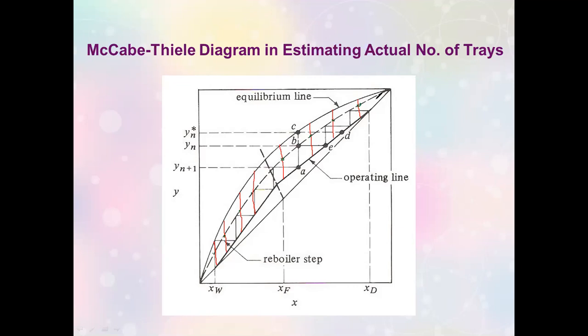What you will do next is connect all these points. Starting here, you connect all the points that you have on your vertical lines. That way you will have a new curve. Since this new curve is nearer your operating lines, it will give you more stages than the original curve. Now, that's how you use the Murphree tray efficiency in determining the actual number of stages.